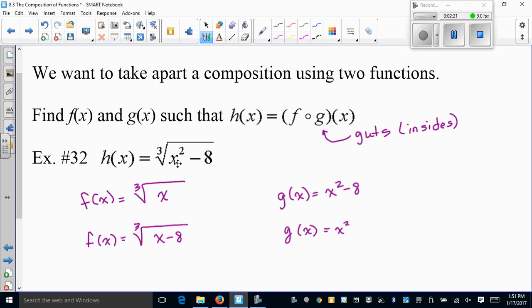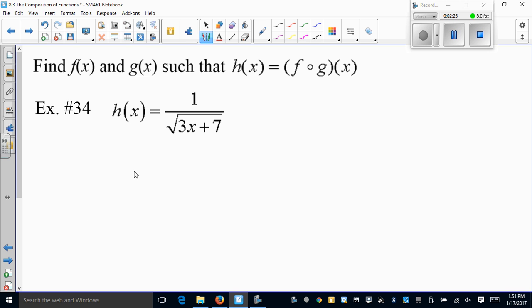Okay, so let's try another one. I'm going to column these instead of separating them up. If I had f of x, and over here is g of x, a couple of things that I can do. If I let g of x equal 3x plus 7, then f of x would have been 1 over square root of x. Remember, take out the 3x plus 7 and replace it with x. X must be part of g of x.